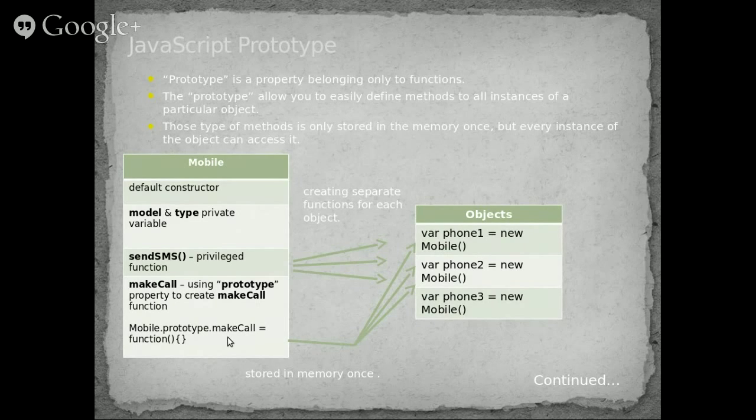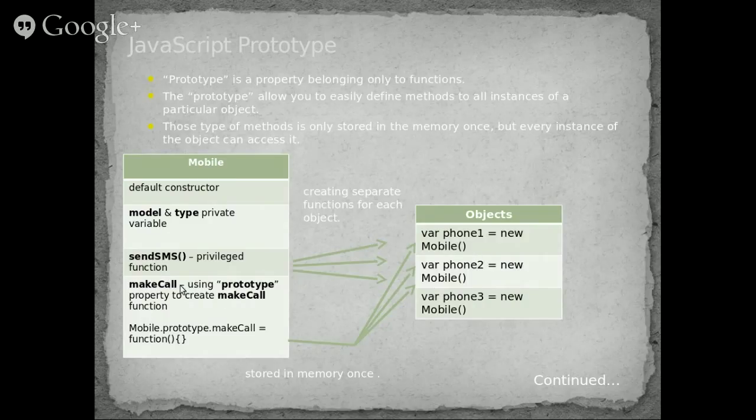This is the syntax of how we can create a function using prototype. It is just like you have a function initially called mobile, where mobile is equal to function. Then it has model is equal to something, type is equal to something. Then there is a function inside that, sendSMS. And makeCall. And here I'm defining this makeCall with the prototype property.